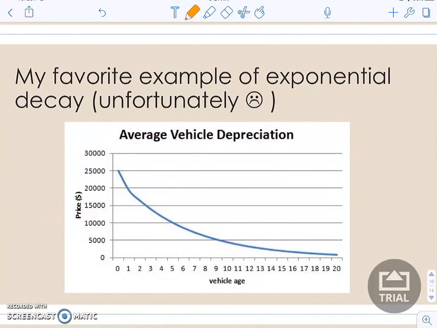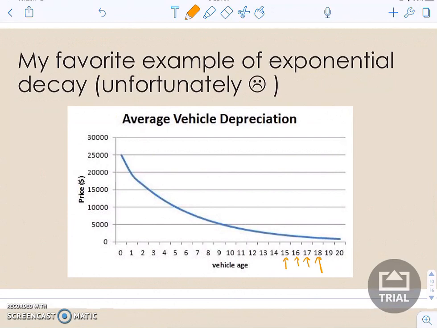A great example of exponential decay is your vehicle. As soon as you purchase a car and you drive it off the lot, it depreciates in value immediately, and it quickly loses value in those first couple of years. But once you think about having a car that's like 15, 16, 17, 18 years old, there's not much price difference in its value or its worth. If you sell your car at 15 years versus 18 years, you're probably going to get similar prices back for your car. And so that's a great example of an exponential decay, is how your car depreciates in value.